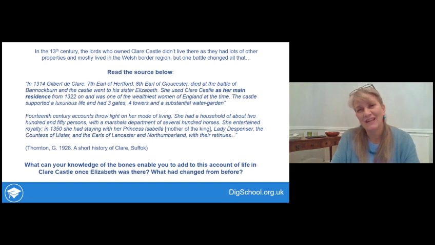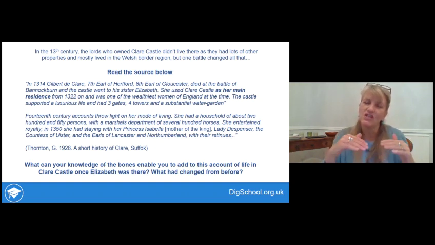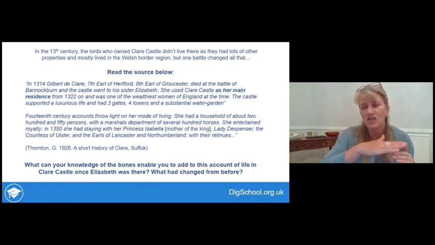So we can get quite a feeling for the opulence, the extravagance of the life that is happening there once Elizabeth is living there. And that's one of the great values of the archaeological evidence, is it shows us change over time. Elizabeth's household accounts are incredibly detailed, but they don't tell us what was happening 50 years before or 100 years before. They only span a relatively short period of time. So the archaeology helps us see change over time.